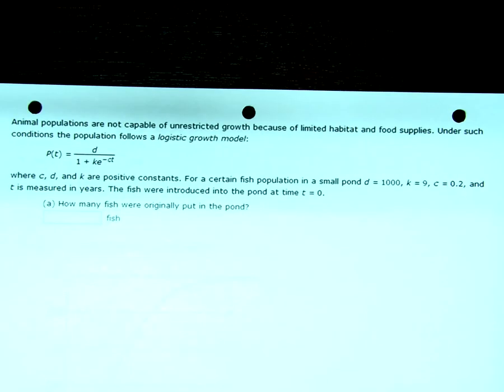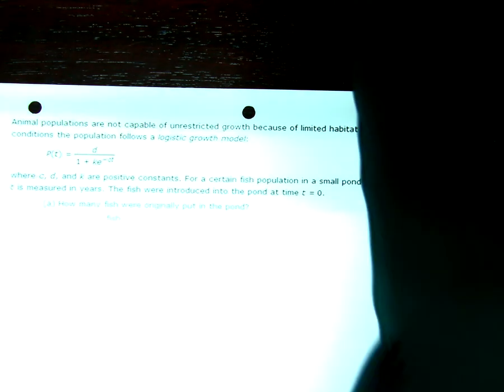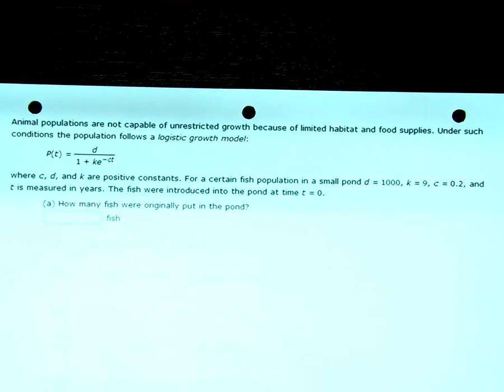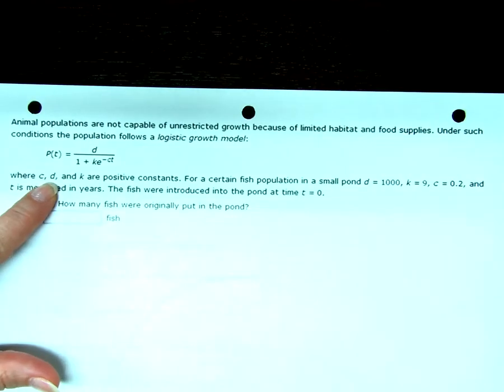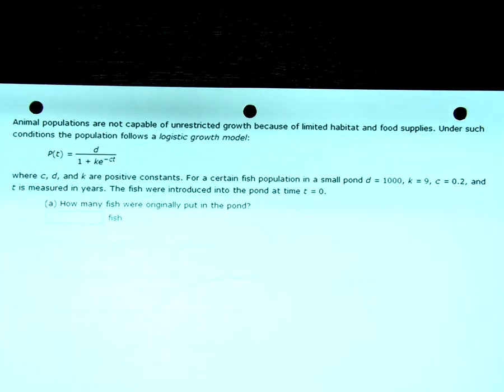Animal populations are not capable of unrestricted growth because of the limited habitat and food supplies. Under such conditions, the population follows a logistic growth model. And that model is given for us right here. Okay? P of t equals d over 1 plus k e raised to the negative ct power.